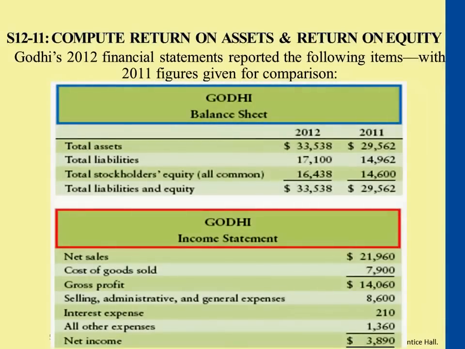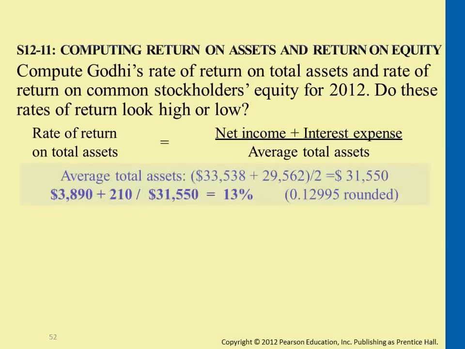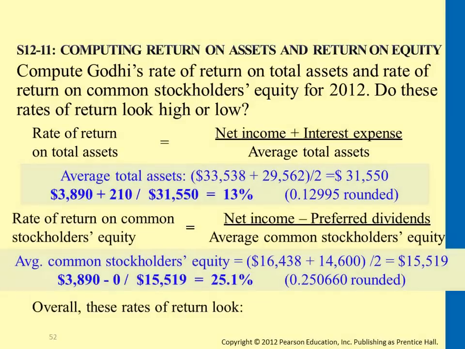Okay, now for ROE, if we match again with the information here, we have the net income amount in the upper part. Since the problem doesn't tell you any preferred dividends, you can assume that there's zero. In case there are preferred dividends, you have to subtract them. Now for the lower part, common shareholders' equity, just add those two numbers together, divided by 2. Okay, so that'll give you 25.1%. Again, this is above the 15% rule of thumb for ROE.